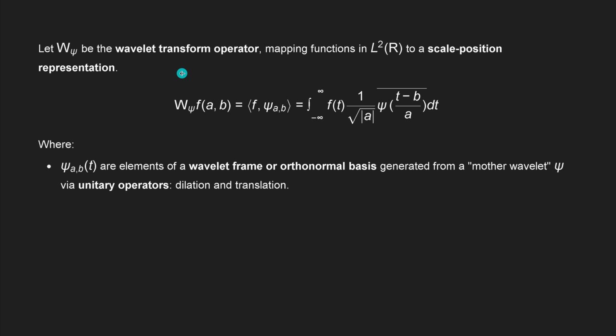So let's define W_phi as the wavelet transform operator. And I told you we have operator algebra, mapping the functions in our Hilbert space to a scale-position representation. You know the formula for the Fourier transformation; this is just another formula for Hilbert space, where our phi_{a,b} are the elements of a wavelet frame, or, like in a vector space, an orthonormal basis generated from a mother wavelet phi via unitary operators. I will show you those operators in detail in a moment. We have two unitary operators, one for the dilation and one for the translation, where we simply shift over one of the dimensions.